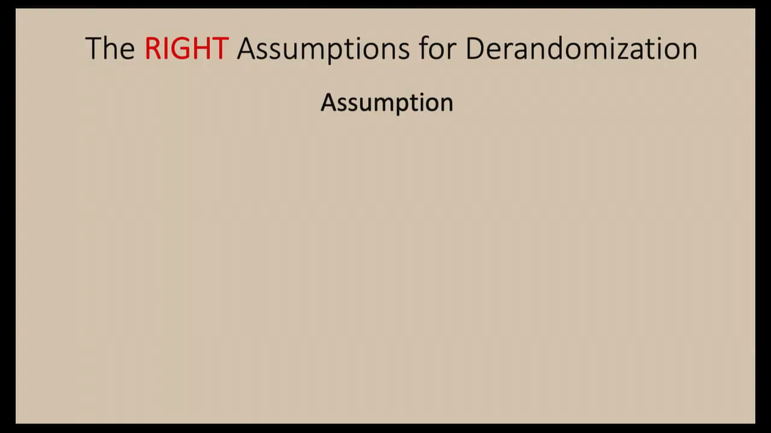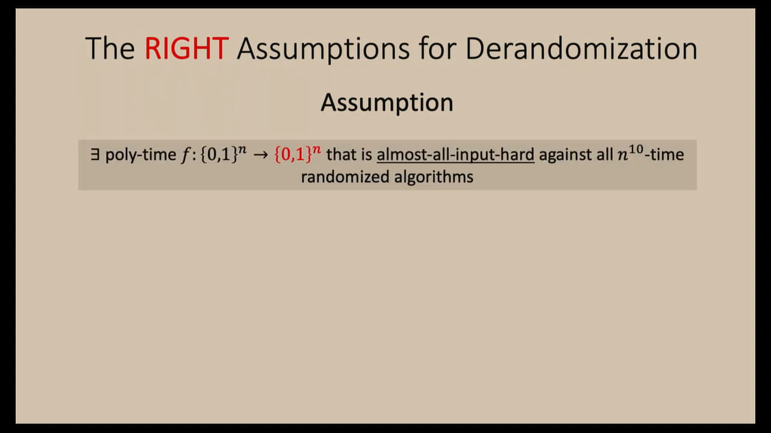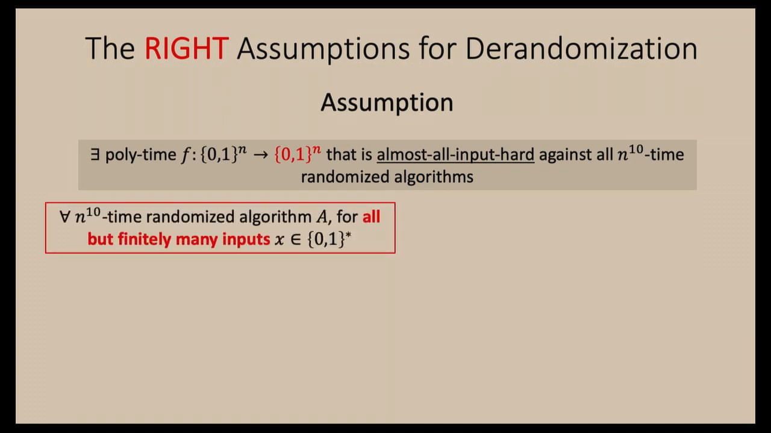So what's the assumption? We assume that there exists a polynomial time function f from n bits to n bits that is almost-all-input hard against all n to the 10 time randomized algorithms. What do I mean by almost-all-input hard? It means that for every n to the 10 time randomized algorithm A, for all but finitely many inputs x, A cannot compute f. So this is a very strong assumption. It says that this function f is very, very hard. For every randomized algorithm of running time n to the 10, past some input length, A fails completely at every input. This seems quite a strong assumption.